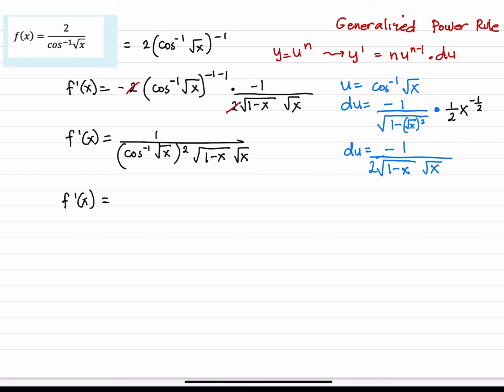Okay, so the answer will be 1 all over. You may multiply the 2 here, giving a product of the square root of x minus x squared, times arc cosine of the square root of x raised to the second power. Okay, so that's it.